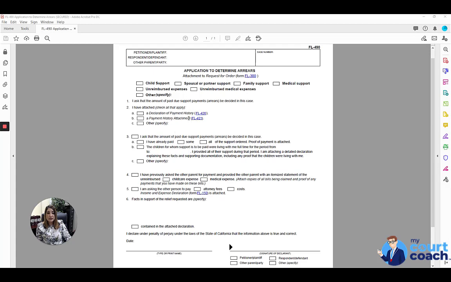There are separate videos that address how to fill out each of those forms that you can look at if you'd like. If there's any other documentation you are providing for the court as part of your request for order, then you want to mark 2C and specify what that is.